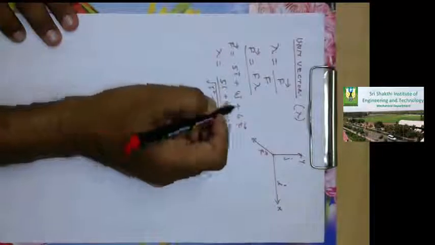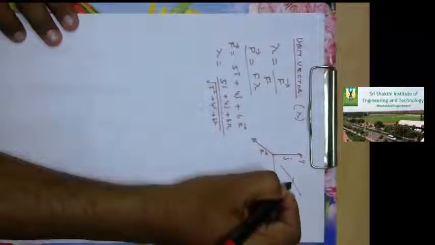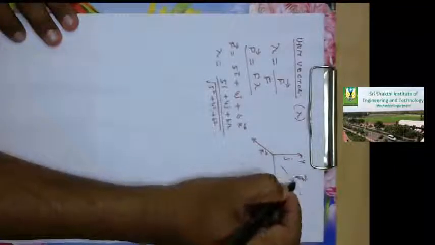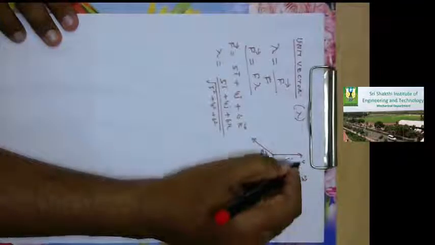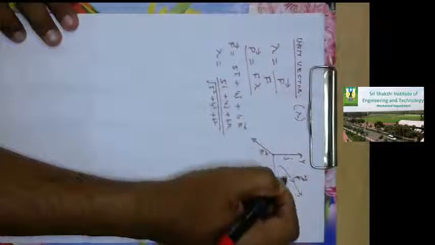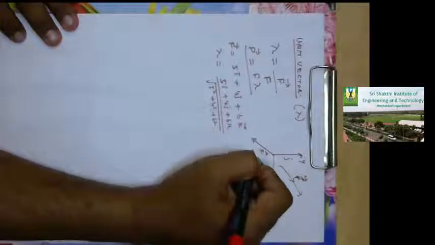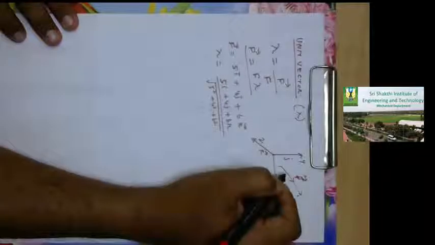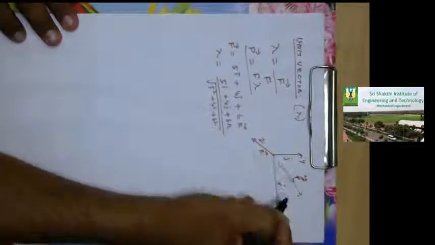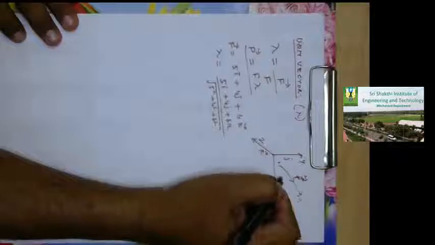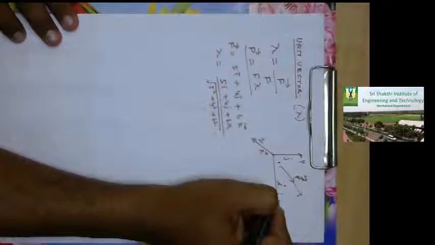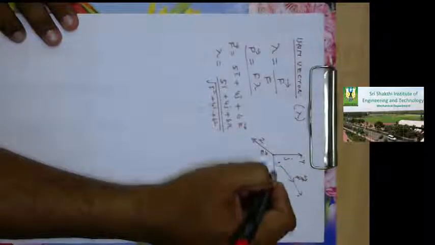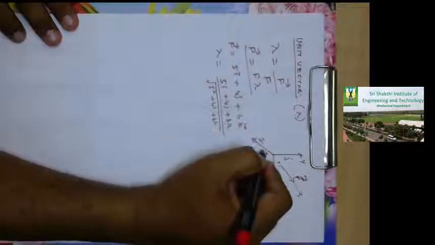For example, this is the F vector. This force has some component along x, a component along y, and along this z also. This is my z axis. So this force is like this in space. I have drawn this as coplanar in the same plane, but the force exists like this in space. So it will have an i component, a j component, and a k component.